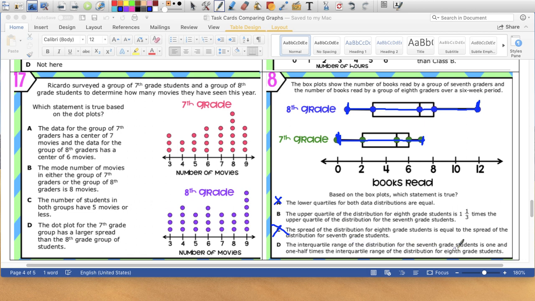The interquartile range for the 7th grade is 1.5 times the interquartile range for the 8th grade. Right, so let's see. Well, I'm going to have to find the interquartile range. So the upper quartile, what's the upper quartile here? 8. This is 3. What's this? 6, and that's 2.